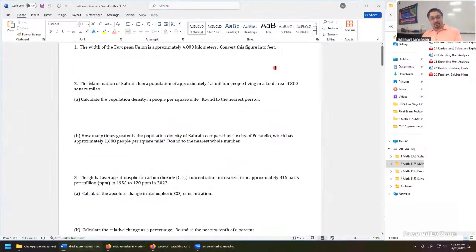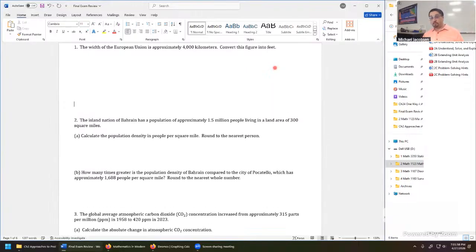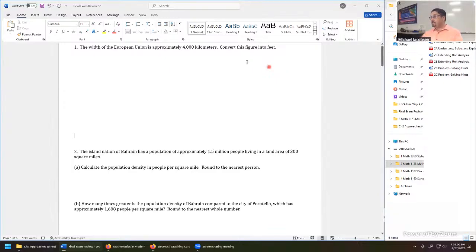Okay, well, I think we have time for one problem. How about we make this problem number 1 our last problem of the day? It says the width of the European Union is approximately 4,000 kilometers. Convert this figure into feet. And that means we're just using some unit analysis, doing a conversion.